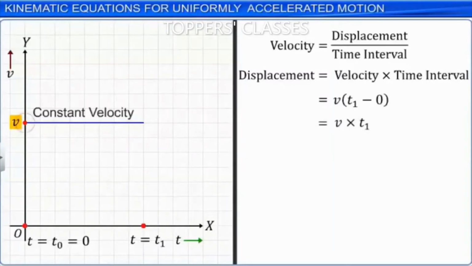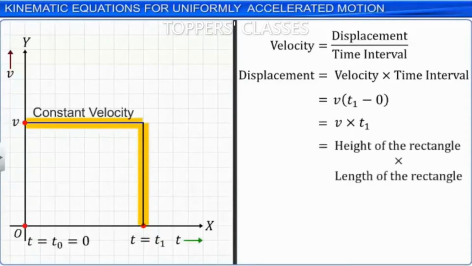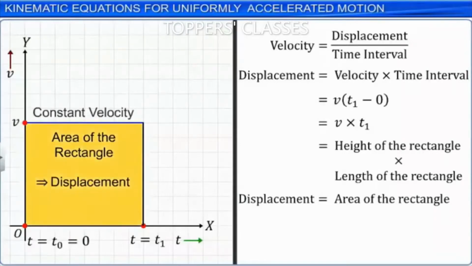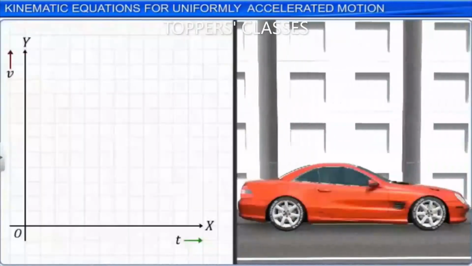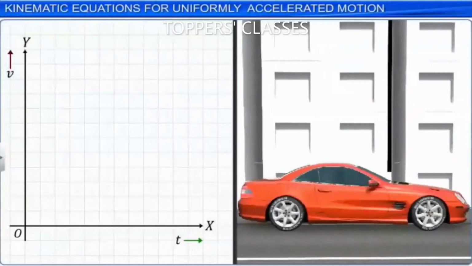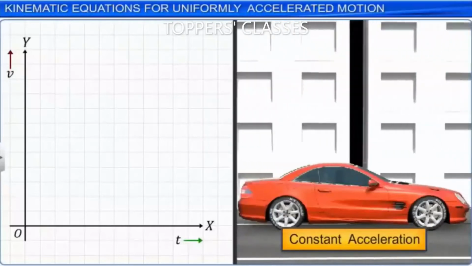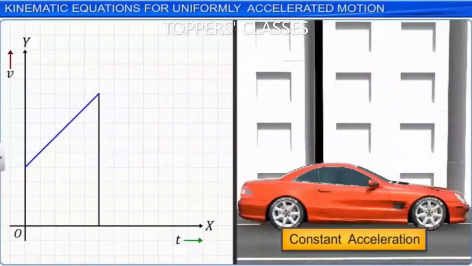This is nothing but the product of the height and the length of the rectangle formed when a line is dropped perpendicular to the x-axis. That is, the area of the rectangle. The area under the line up to the x-axis indicates the displacement of the body. The same concept applies to bodies moving with a constant acceleration. In this case, the vt graph will be an inclined line, and the area under this inclined line up to the x-axis represents the displacement.